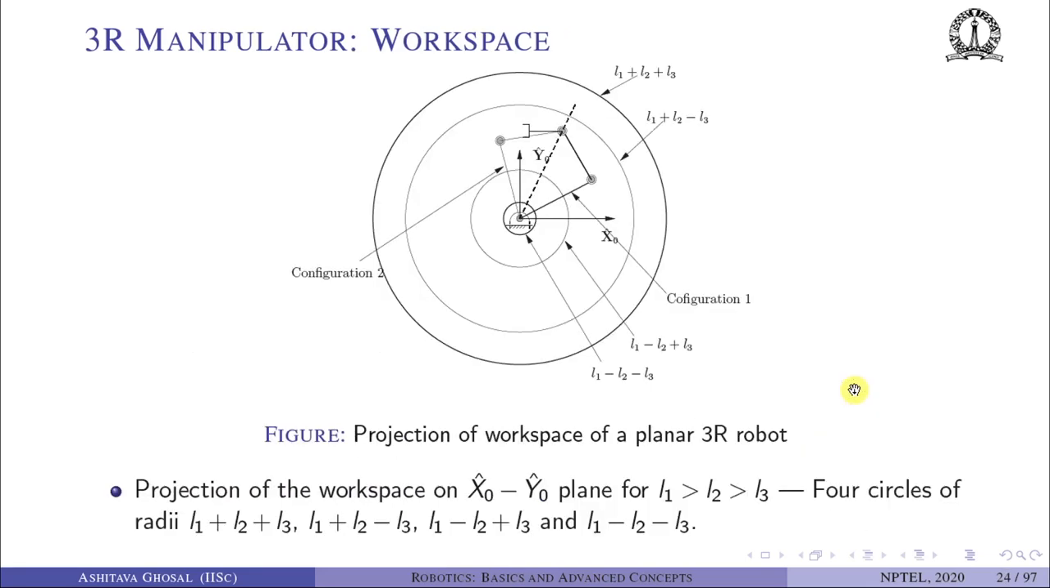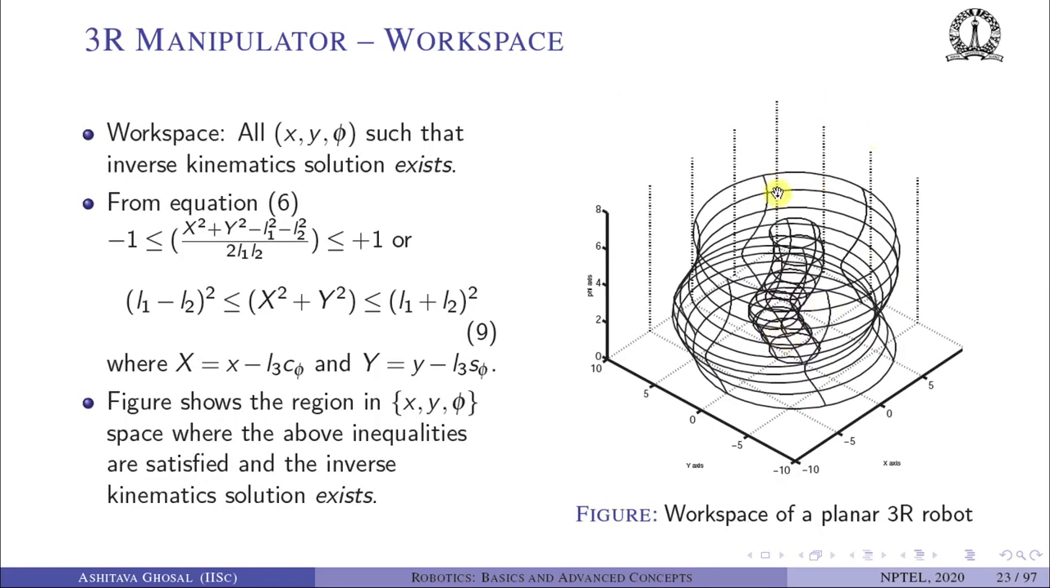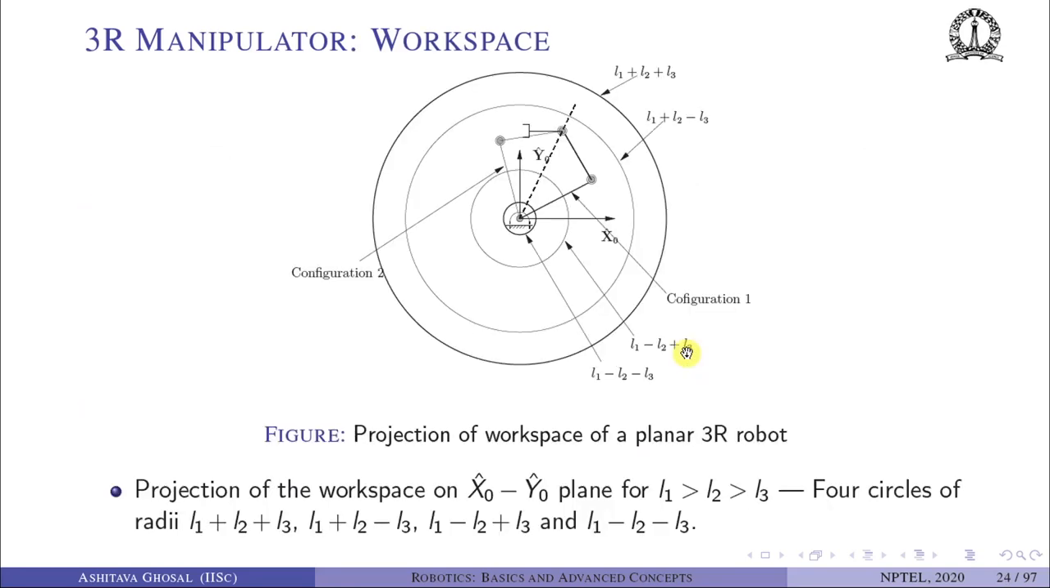We can also try and see what is exactly happening in a little bit more detail. So I can project all these circles back to the xy plane. So I will get the following circles. I will get one completely outside circle, which is L1 + L2 + L3. There will be also one small inside circle, which is L1 − L2 − L3. And then there are these two other circles. One is L1 + L2 − L3, and one is L1 − L2 + L3. Okay, so this is nothing but the projection of that figure onto the XY plane. Okay, so we have these four circles.